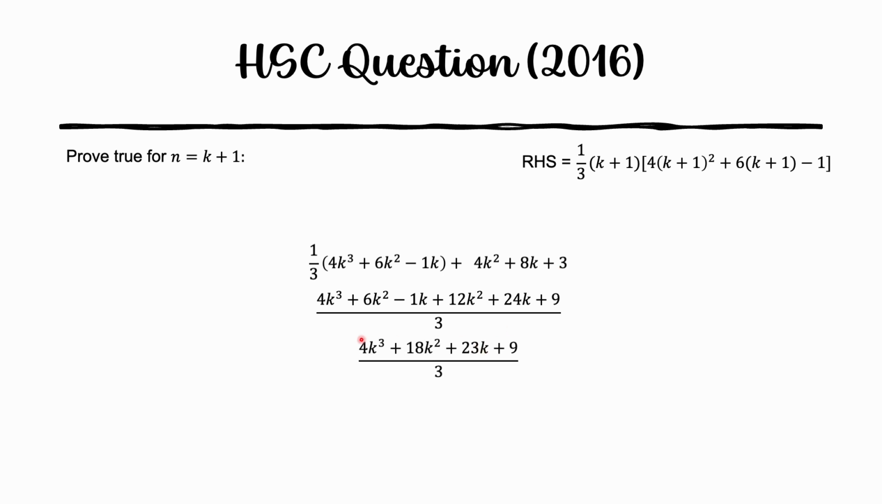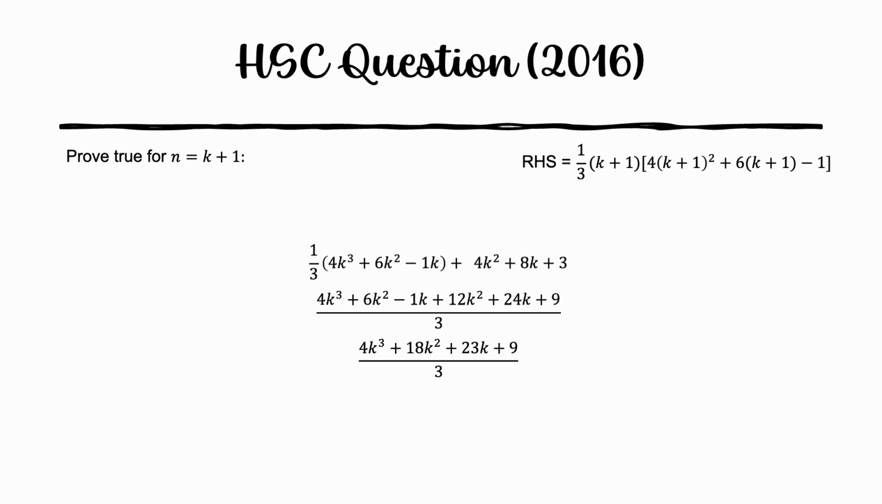Okay, so simplifying this now, because we've got a single term of k cubed, which is 4k cubed, we keep that there. And then we have 2 terms of k squared, so we have plus 6 and plus 12, which gives us 18. And then for k, we've got minus 1 and plus 24, which gives us 23. And then we've got the 9, which stays 9.